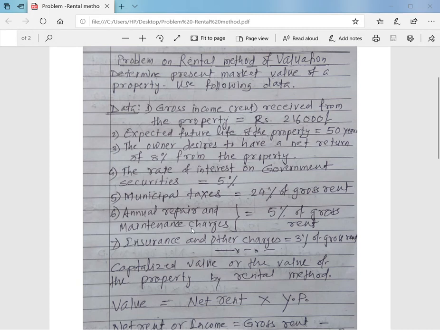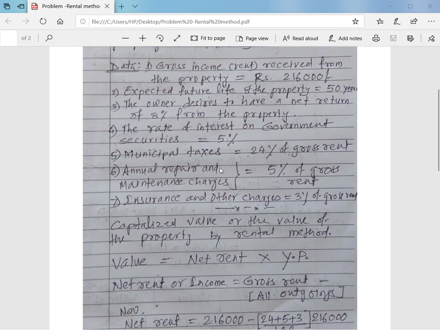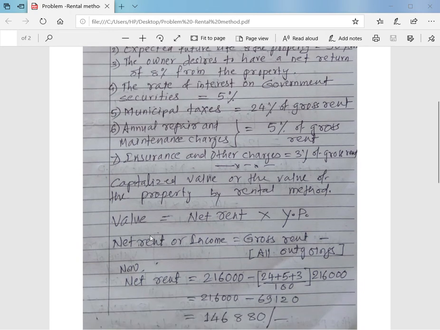Annual repair and maintenance charges are equal to 5% of gross rent. Insurance and other charges are 3% of gross rent. So all these are the outgoings given for this particular property. Now using this data we have to work out the value of the property.